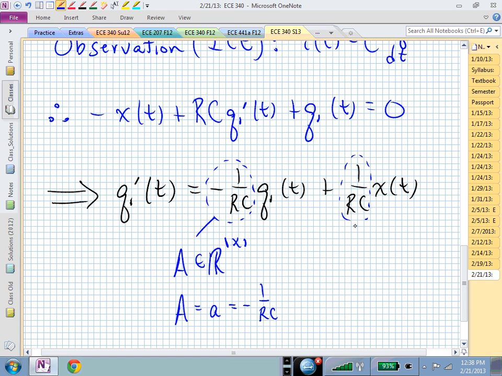If that's A, then our input matrix B is right there. It too is 1-by-1. And to emphasize the fact that it's a scalar, let me just call that little b for now. And that is 1 over RC.